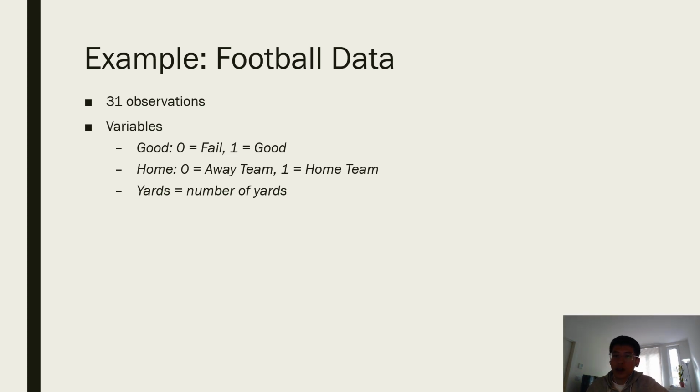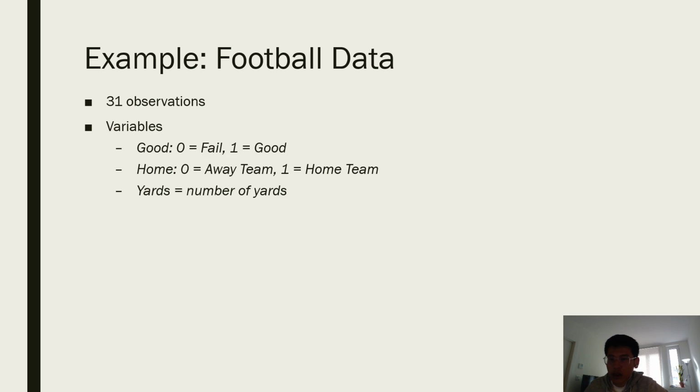So in our example, we have 31 observations, and we have 3 variables here. I'm not so familiar with American football, so I have no idea how to interpret the good and the yards. I wonder if anyone can help me with that.